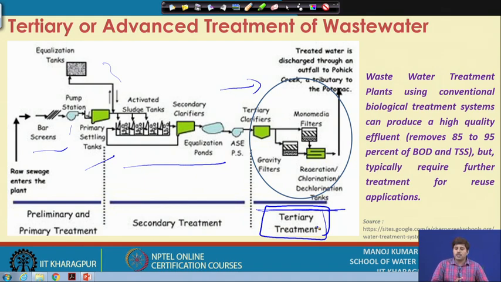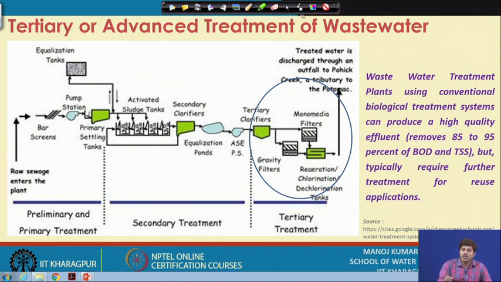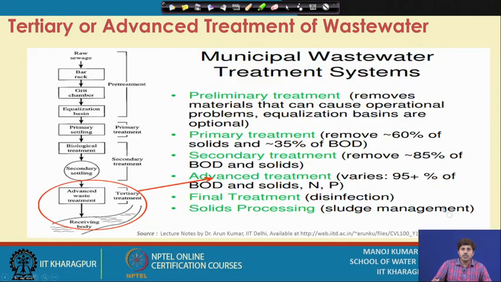Now wastewater treatment plants using these conventional biological treatment systems can produce very good quality, around 85 to 95% removal of BOD and suspended solids. But they typically require further treatment if you want to go for reuse applications, because of the stringent water reuse quality mentioned by the regulatory authorities. Those requirements force us to go for a higher level of treatment.